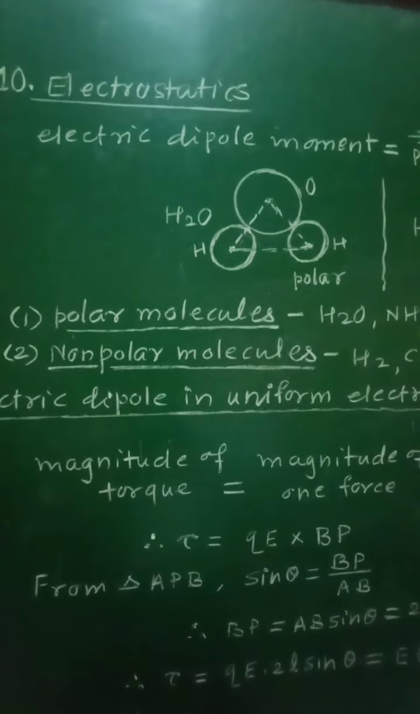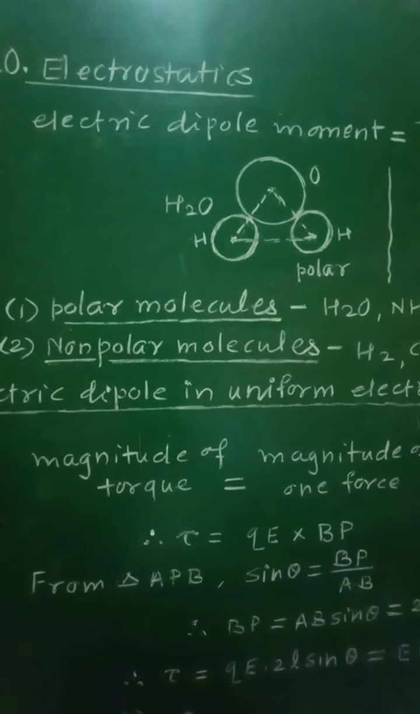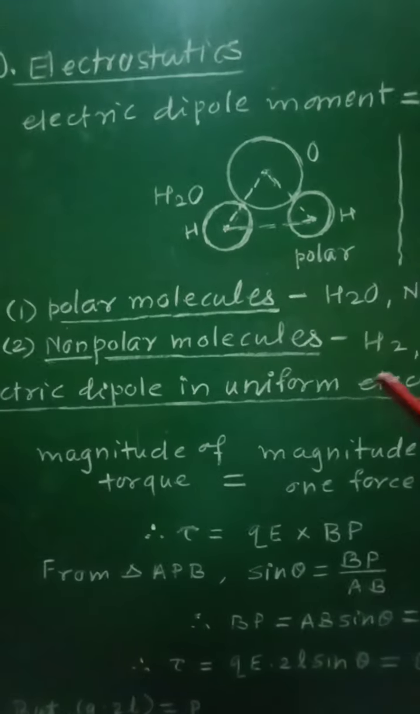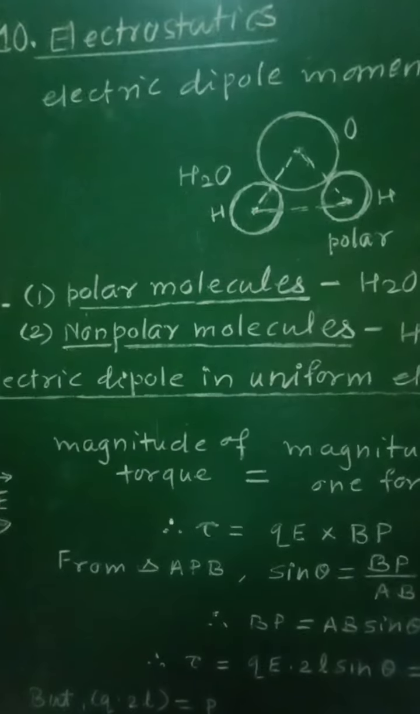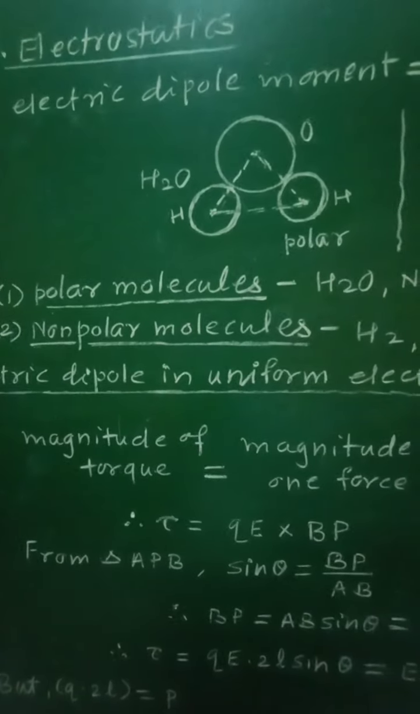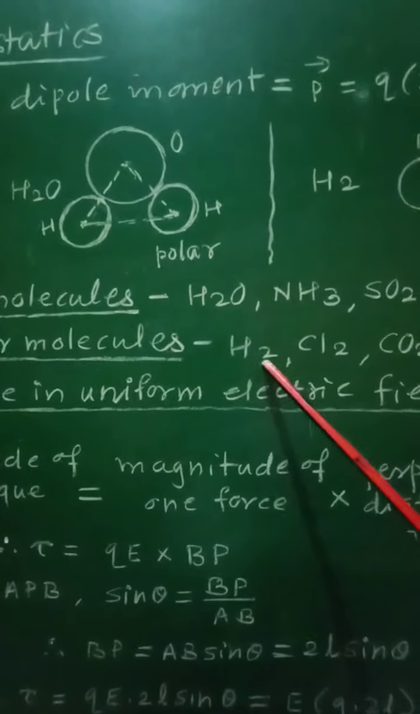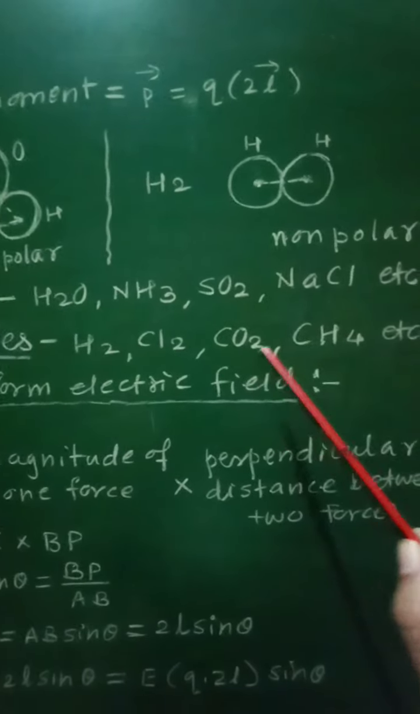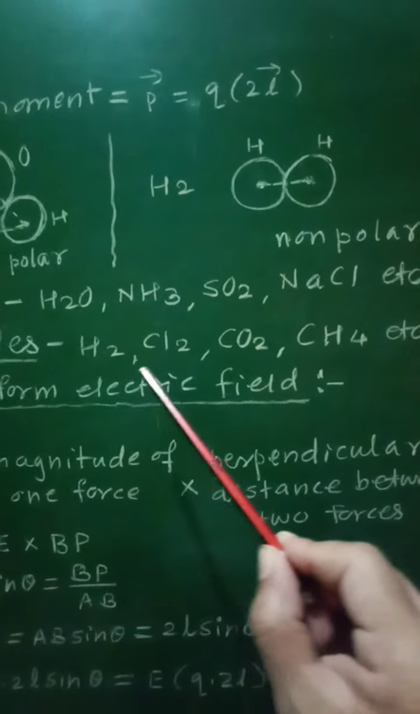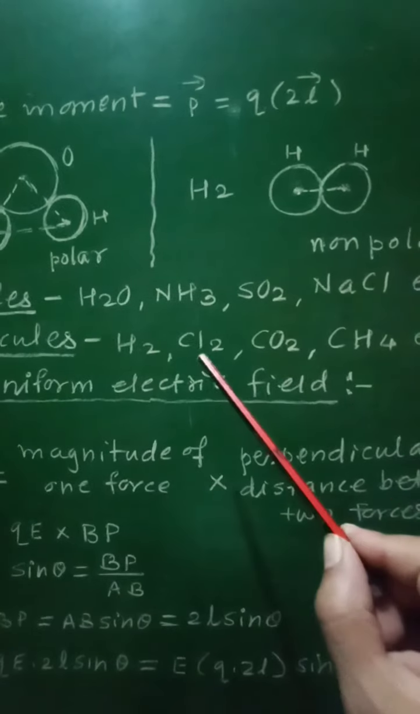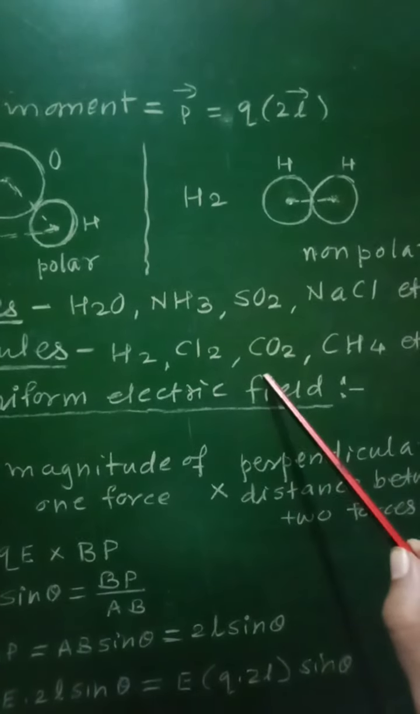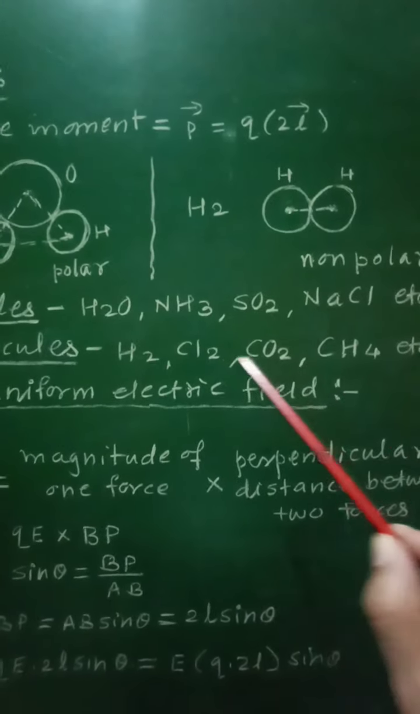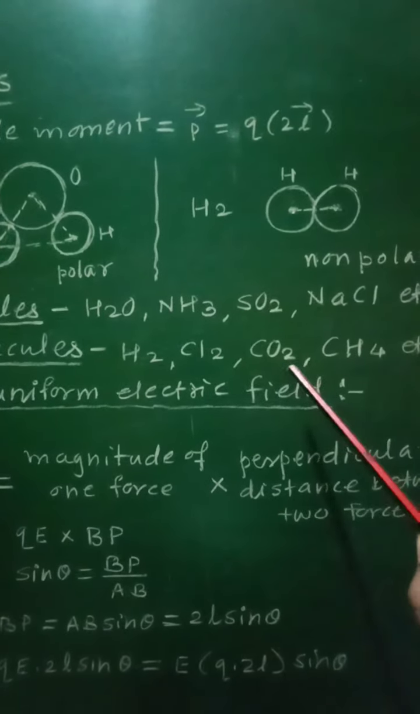That is, it will lie at the same point, and therefore in this case these molecules will have their center of positive charge and center of negative charge lying at the same point. The examples are the H2 molecule, Cl2 molecule, CO2 molecule, and CH4 molecule. For all these molecules, the center of their positive charge and center of negative charge will coincide, that is, will lie at a single point, and hence these molecules are non-polar molecules.